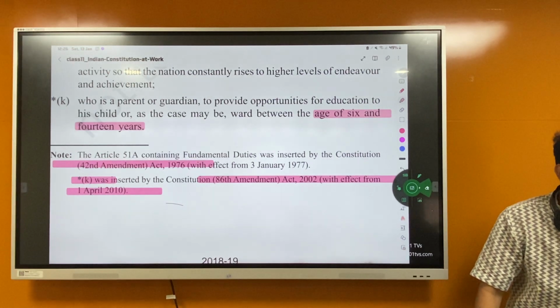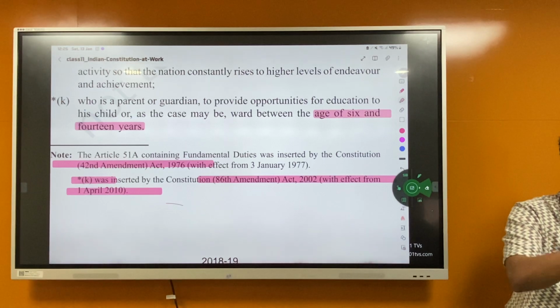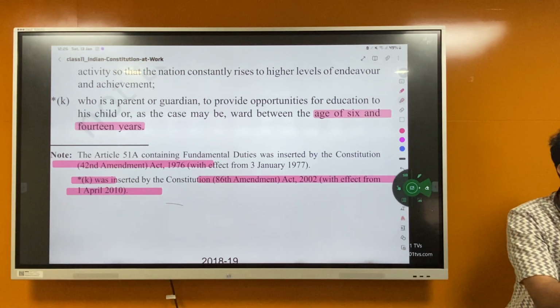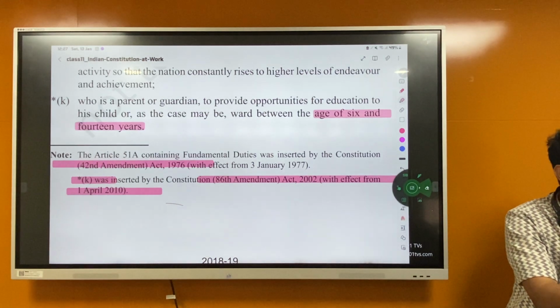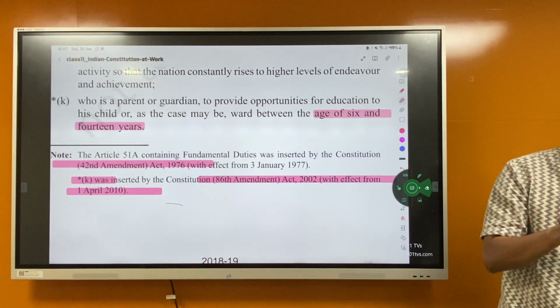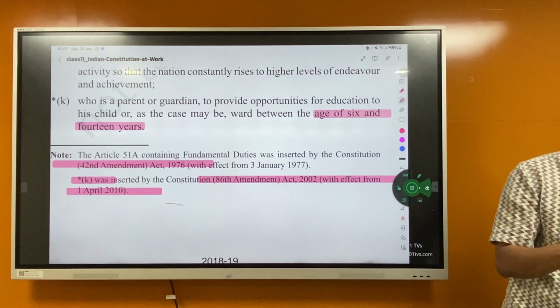So when was it included? 1976, and through an amendment act. Which amendment act? All this you have to remember. The 42nd Amendment Act brought in Article 51A, which talks about fundamental duty. Okay, 3 things. It was not there when the actual Constitution was established. Next.